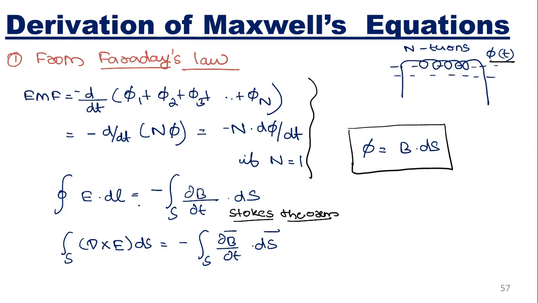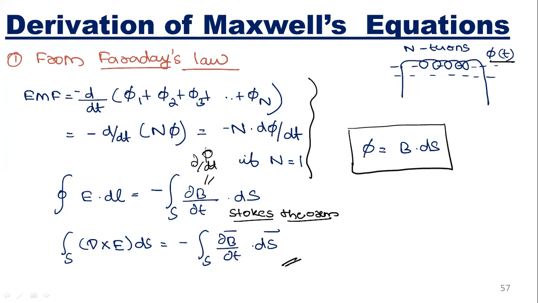So integral E dot dl is equal to minus of the integral over S of dou phi by dou t, which becomes dou by dou t of B dot ds, because this is the same as dou by dou t of phi. So phi we have replaced with B dot ds. So integral E dot dl is equal to minus of the integral over S of dou B by dou t dot ds. And now we apply Stokes theorem. Stokes theorem makes integral E dot dl equal to the integral over S of del cross E dot ds, which is equal to minus the integral over S of dou B by dou t dot ds.